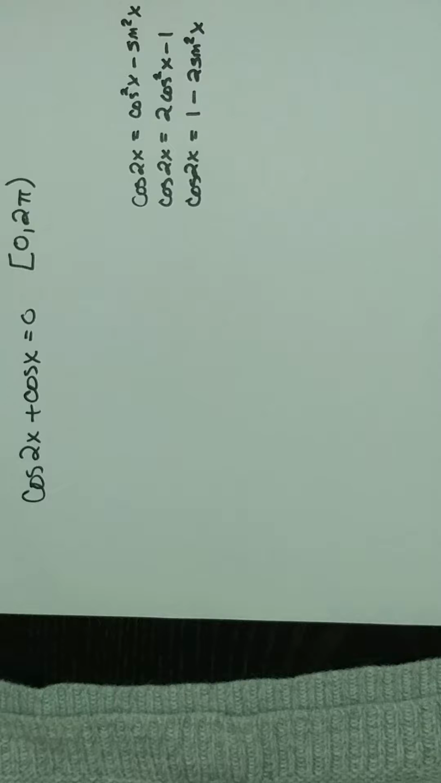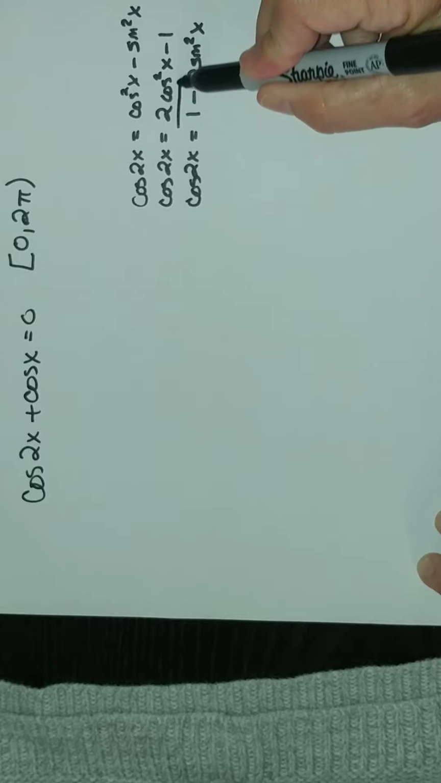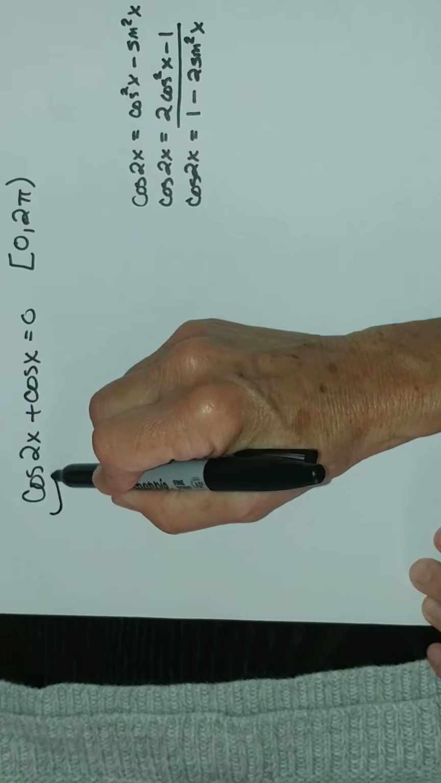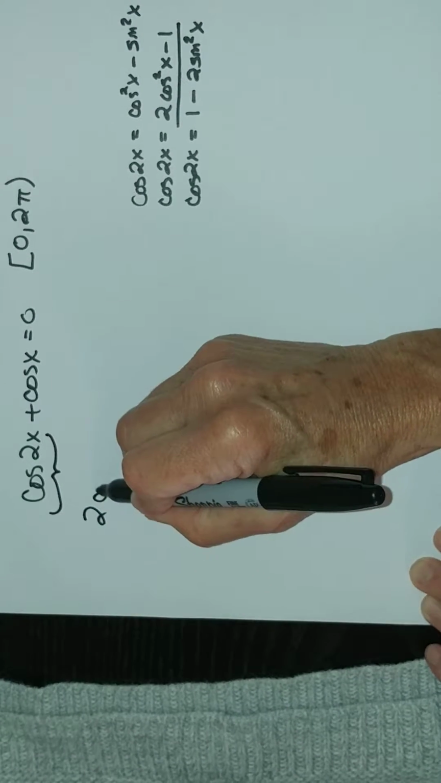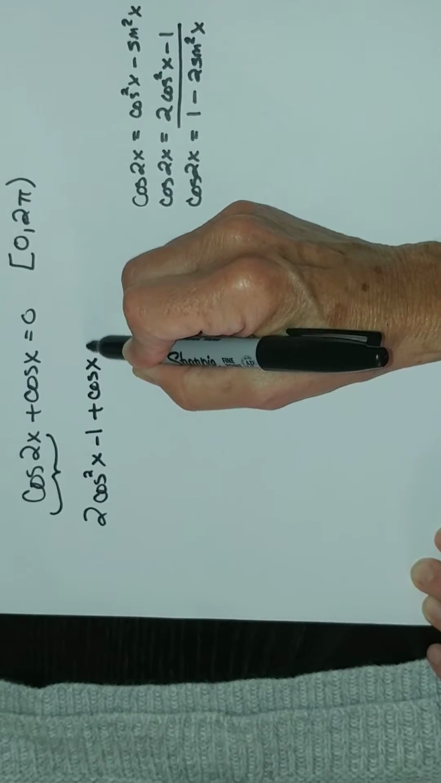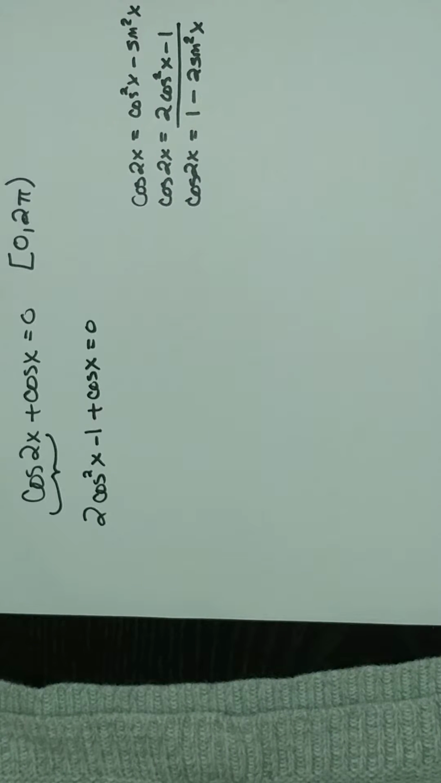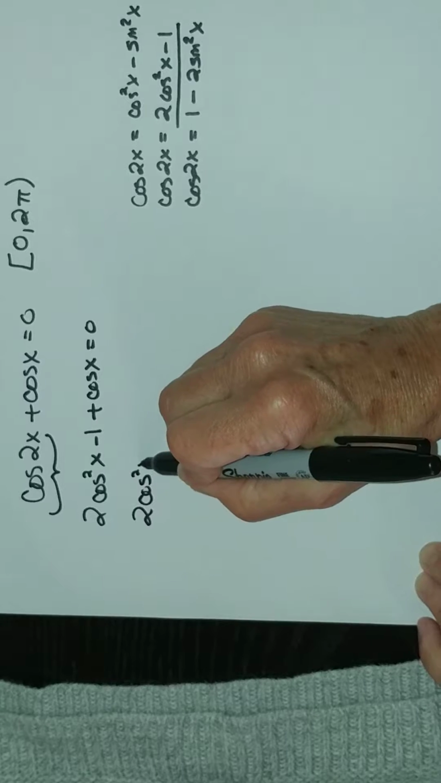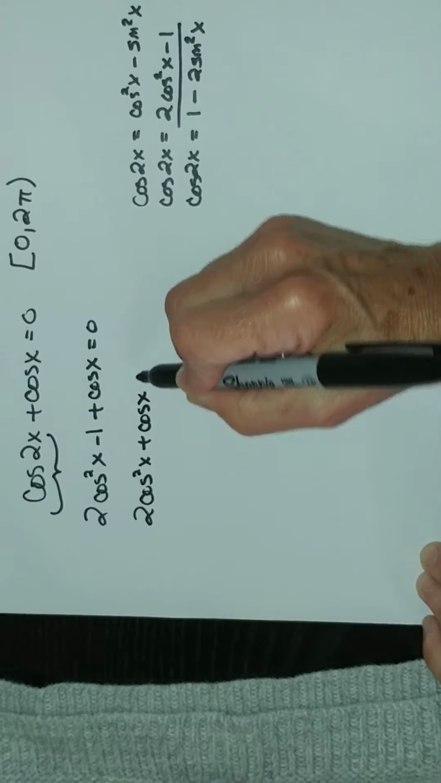And so I think the best choice to make here would be to rewrite cosine of 2x into 2 cosine squared of x minus 1, because then our equation would be all in terms of cosine x. So I'm just going to make that substitution. So I'm going to rewrite cosine of 2x into 2 cosine squared of x minus 1 plus the cosine of x equals 0. And so now I'm going to rewrite my equation in descending order. So highest power to lowest power, this will be 2 cosine squared of x plus cosine of x minus 1 equals 0.